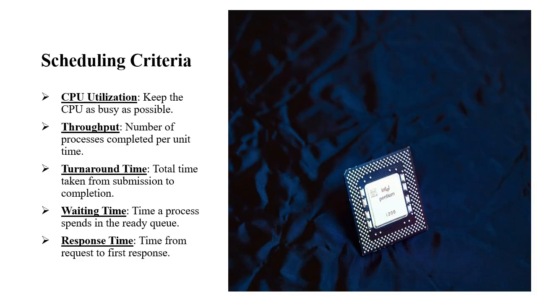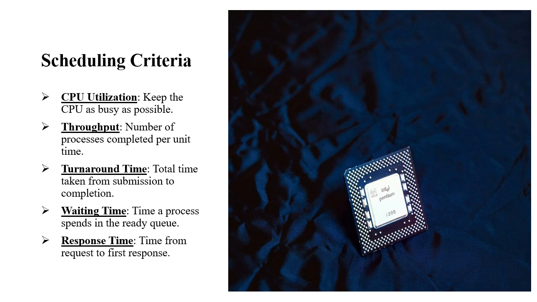Next, let's see what the criteria of CPU scheduling are. We use some factors to decide if a scheduling method is good or not. Firstly, CPU utilization. CPU utilization helps to keep the CPU busy as much as possible. Next, throughput. The number of processes completed in a given time is called throughput. By knowing the number of processes completed in the given time, we can easily manage multiple tasks at a time.